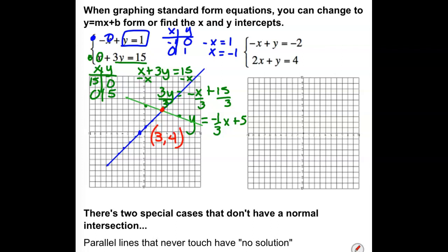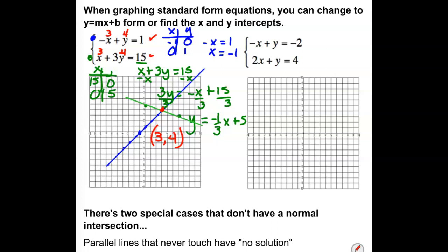All right, let's go back and check those. If we put a 3 in for x and a 4 for y, we get -3 plus 4 is 1, so that works. If we put a 3 in here for x and a 4 for y, we have 3 plus 12, which is 15. So it works in both. So we have found the correct solution.